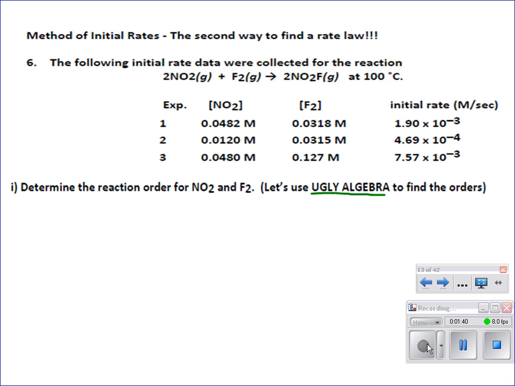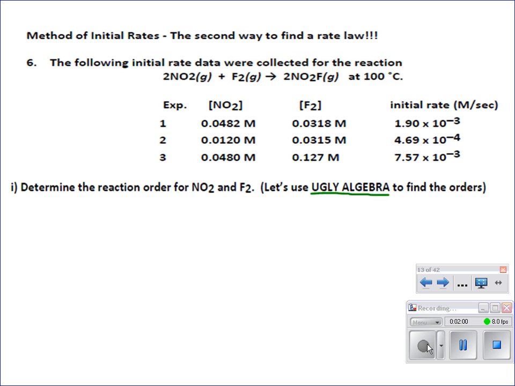So the way we're going to do this first one is through what I call ugly algebra. You can do it mathematically, or you can do it by table inspection. We're going to do both, and you can choose which one you like better. This is the way you did it in pre-AP chemistry. For those of you who are new to this and took a different level of chemistry, you didn't do rate law determination like this. So this is probably going to be the better way for you until you get used to it.